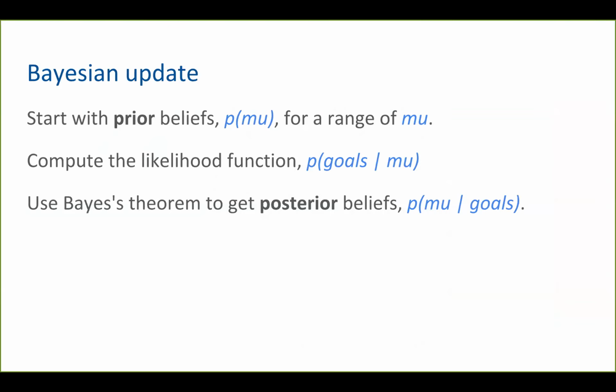So that's what this inverse step is going to look like. I'm going to do a Bayesian update, which means I start with prior beliefs. That's the distribution of mu, or another way to say the same thing, it is the probability of mu for each possible value of mu. So starting with the prior, I'll compute the likelihood function, which is the chance of getting a certain number of goals given mu, and then use Bayes' theorem to get to a posterior distribution, which is the probability for each value of mu given the observed data, the observed number of goals.